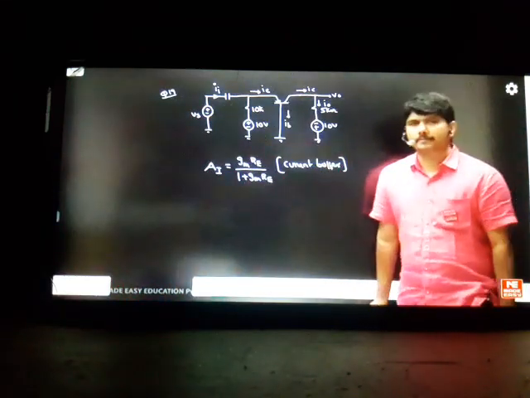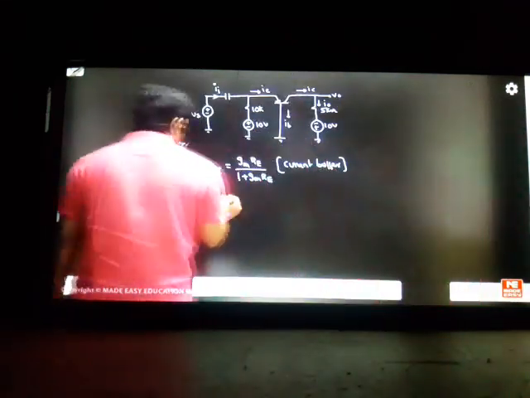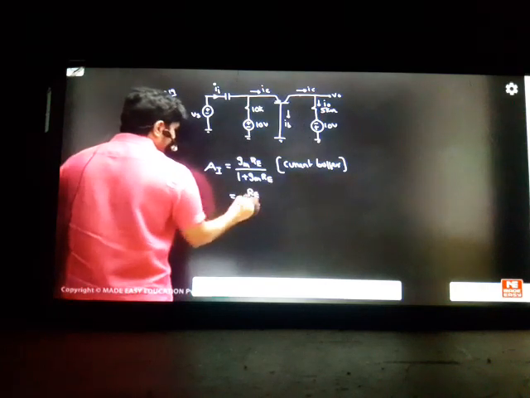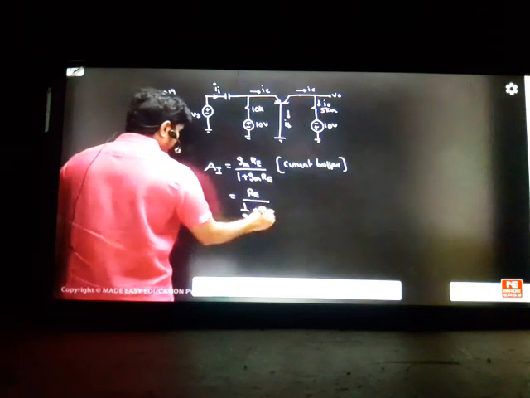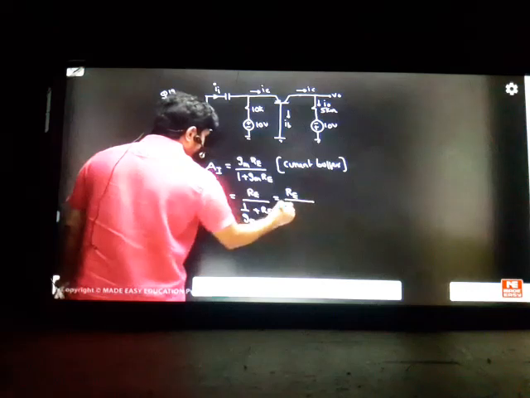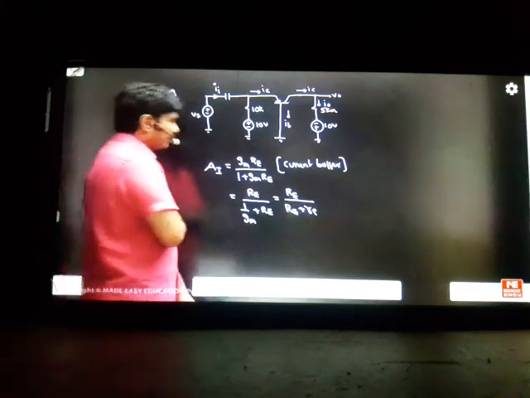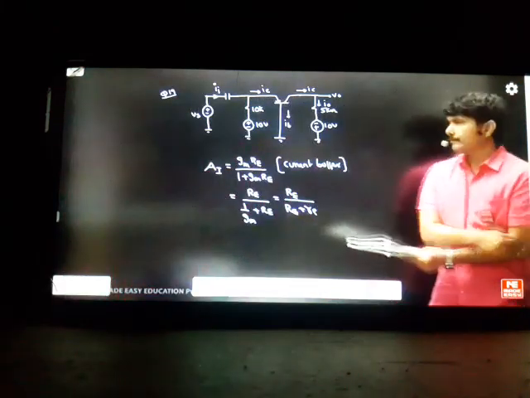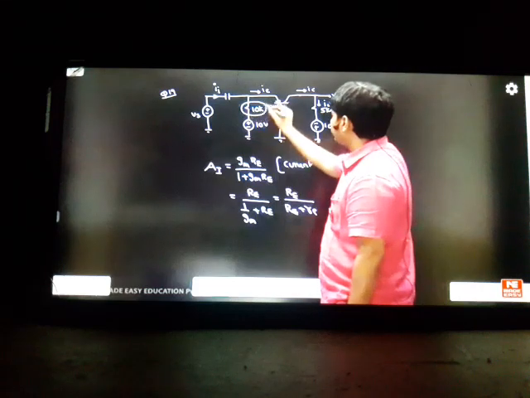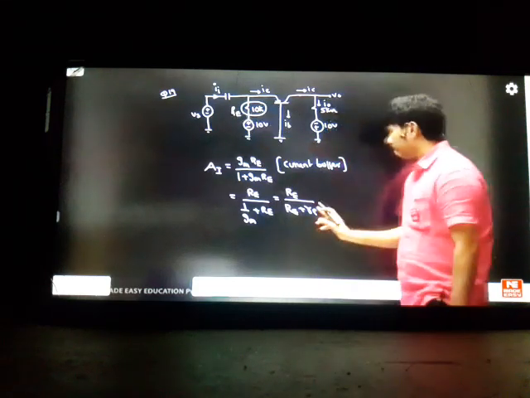It's a current buffer, so the formula I represented is Gm into Re by 1 plus Gm into Re. This can also be simplified as Re by 1 by Gm plus Re. The easiest way of writing this formula is Re by Re plus small re. This is another way of practicing the same buffer formula. So it is Re by Re plus small re. Already in the problem, capital Re is given. Only small re I don't know.